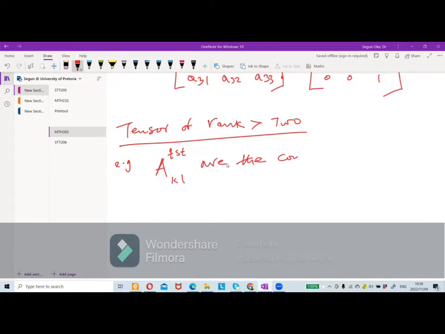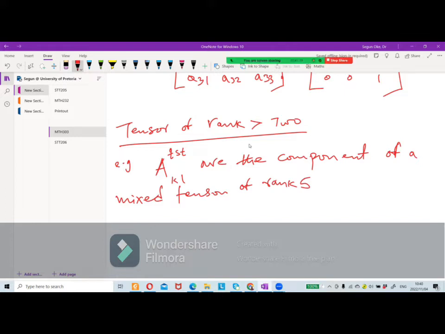The components of a mixed tensor of rank 5. Are you getting it now? So how do we write something like this?